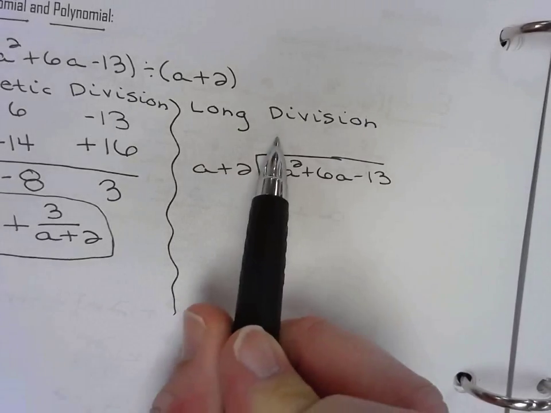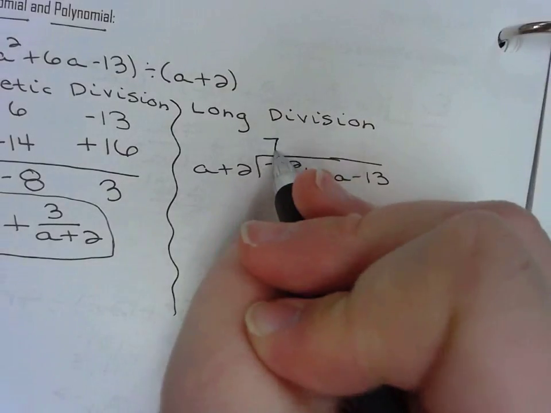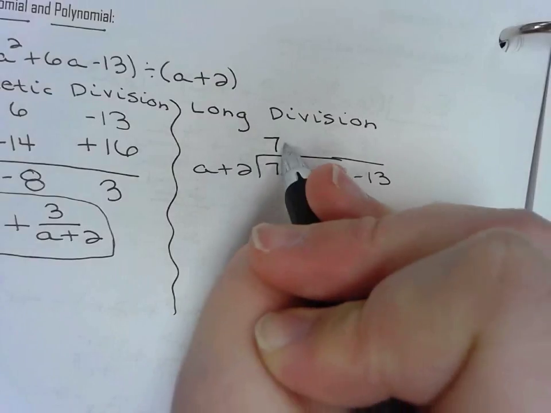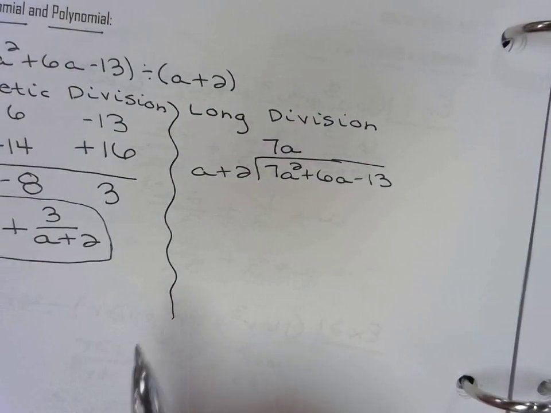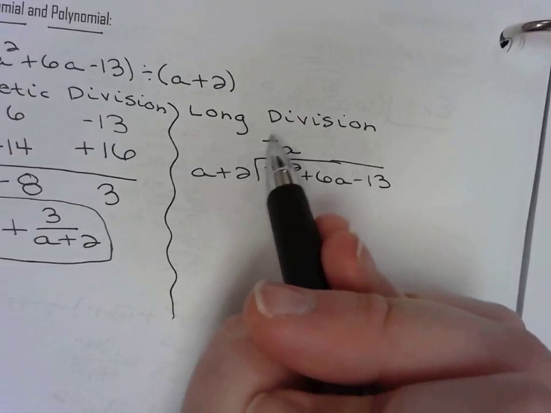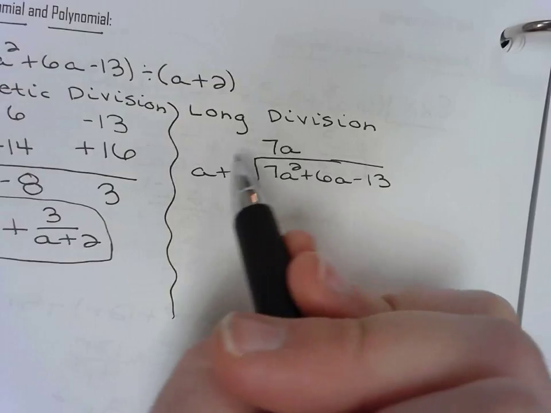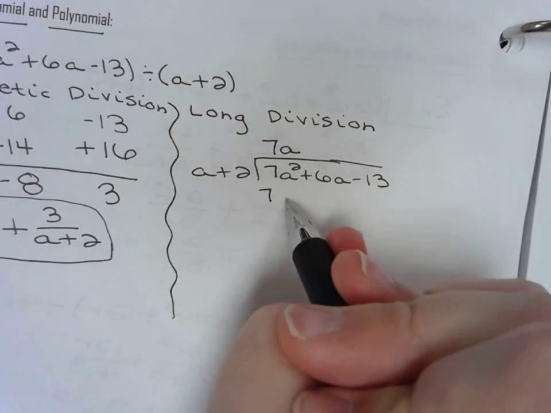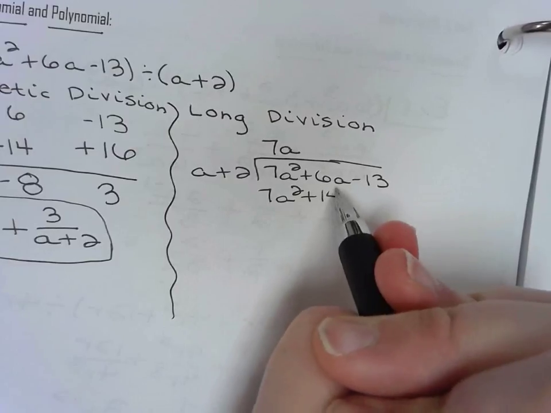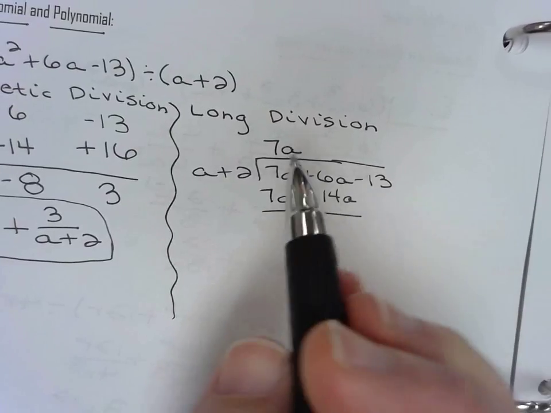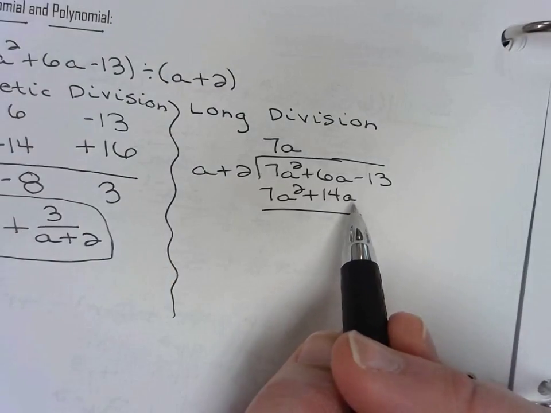So we say, okay, you look at your first term. A times what gives me 7a squared? 7a. So I put a 7a on top. Now I take what I have on top, and I multiply it by both things out here. 7a times a is 7a squared, 7a times 2, so plus 14a. It's the same process as normal division. Figure out what goes on top, multiply by out front, and then put it underneath.